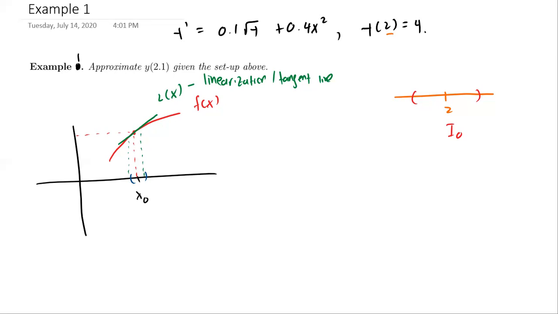So that's what you learned in Calc 1. Given a function that's differentiable at an input value x naught, you can approximate the function using the linearization, which is just another name for the tangent line to the function at that point.